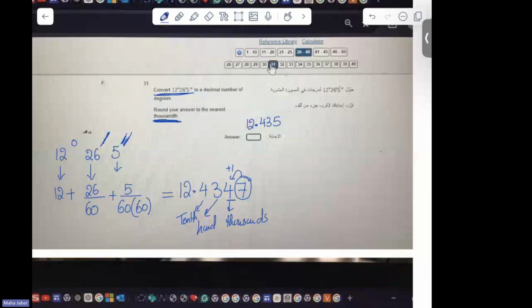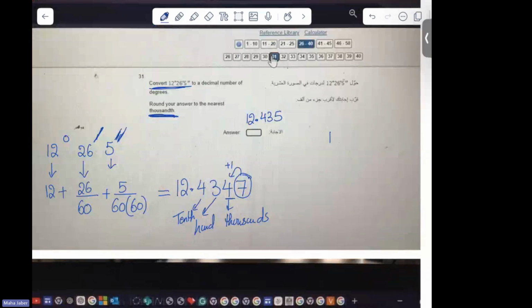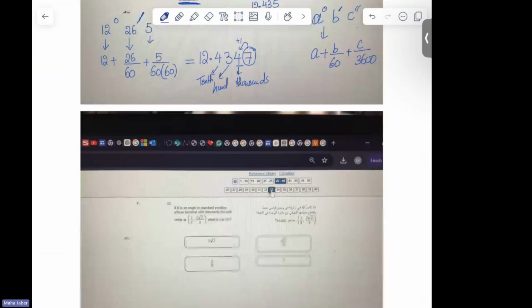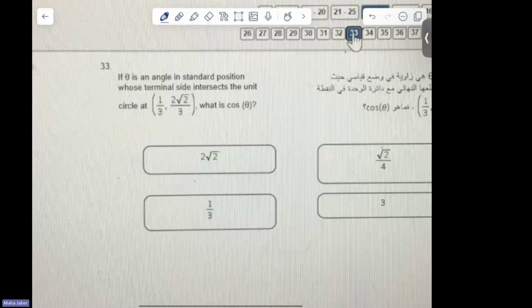The only trick you can remember here is that it will be a number, prime with 2 prime. The answer should be plus P over 60 plus C over 3,600, or you say 60 times 60. This is the only way to solve it. Now we come to this question and let's read the question.